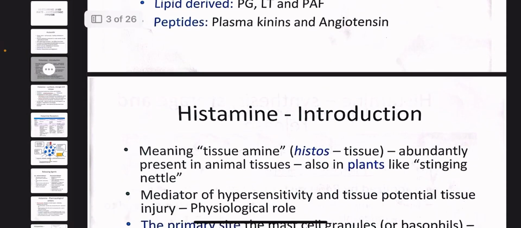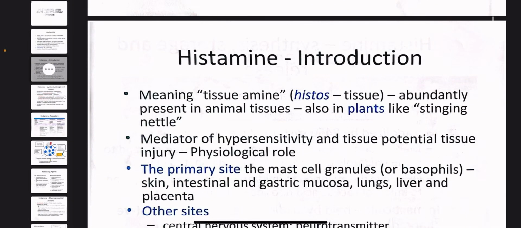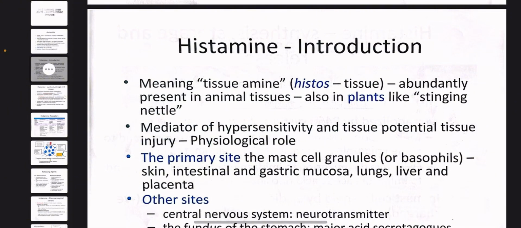Now, let's move on to histamine proper. Histamine is taken from two terms. Histo, from the word histology, has to do with tissue. Then amine. So histamine simply means the amines that we get from tissues, or tissue amines. They are abundant in animal tissues, but there are some plant tissues that have histamine. An example of that is the stinging nettle.